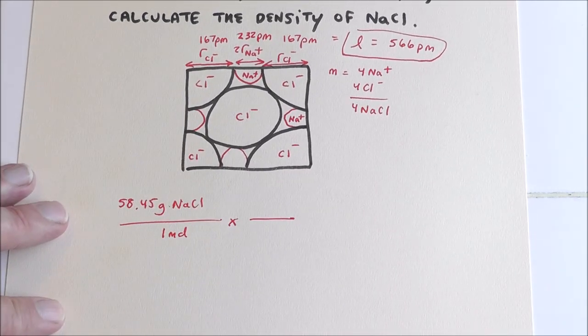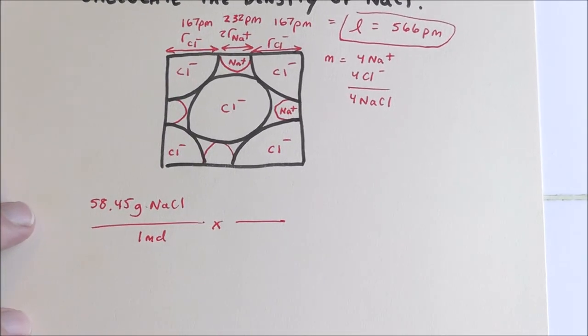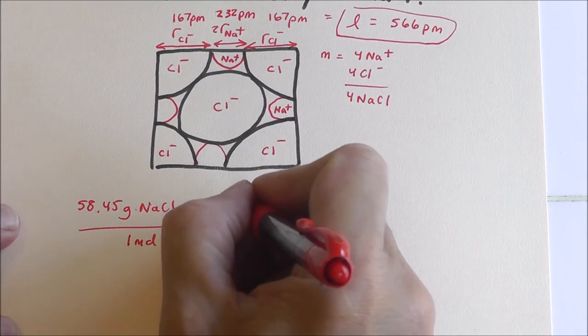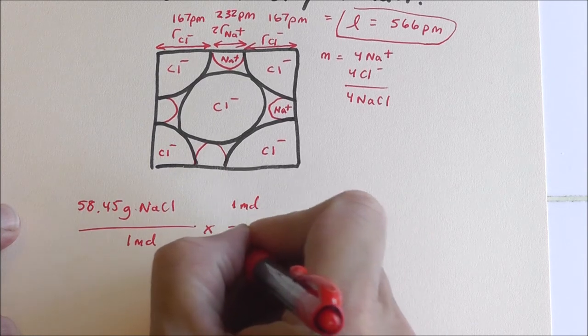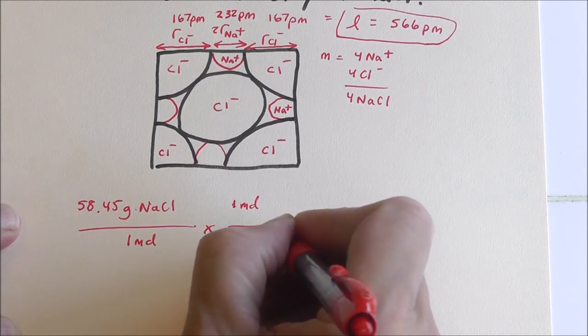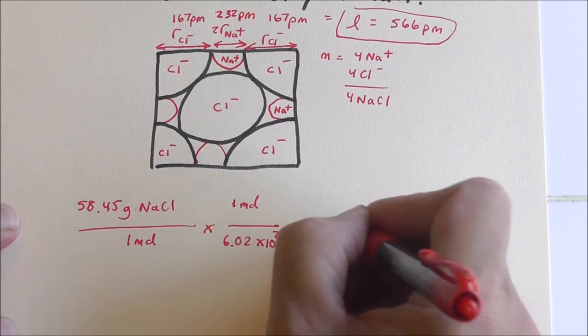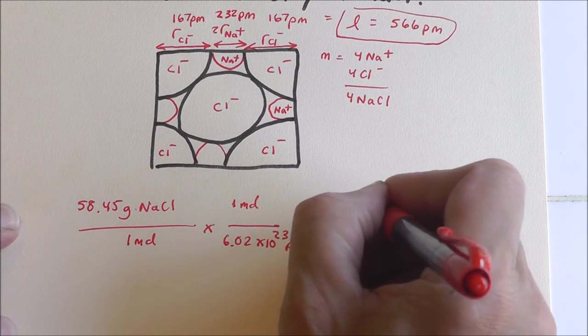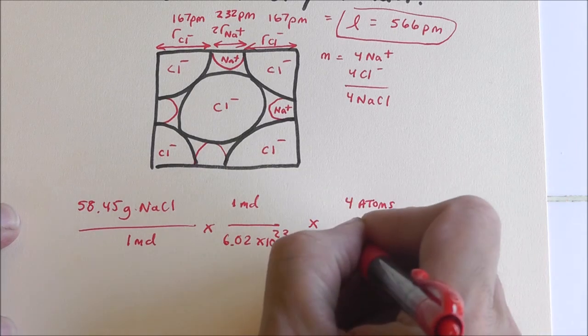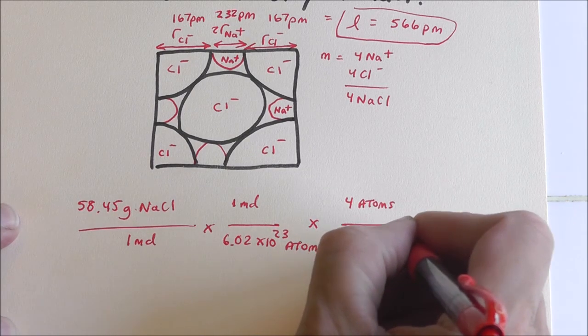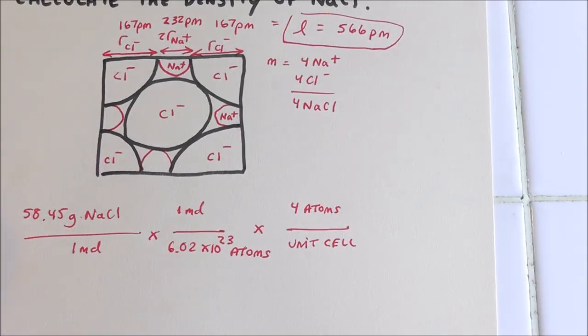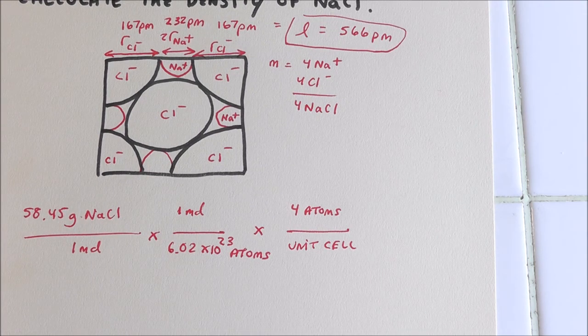And then let's go ahead and use Avogadro's number, 1 mole, 6.02 times 10 to the 23 atoms, 4 atoms per unit cell. And we're going to get a really, really small number, which we should.